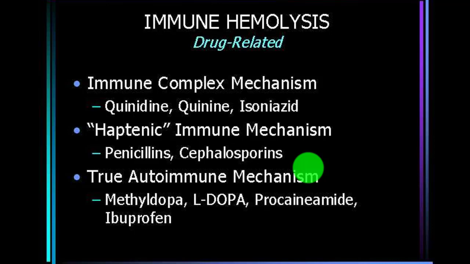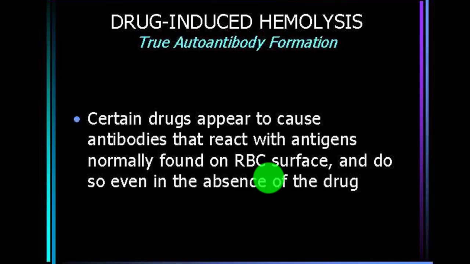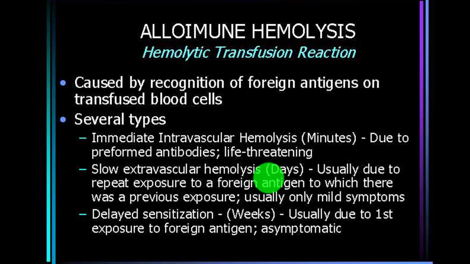Immune hemolysis, drug-related. Immune complex mechanisms: quinidine, quinine, isoniazid. Haptenic immune mechanism: penicillin, cephalosporin. True autoimmune mechanism: the red cell surface protein is altered, antibodies recognize the altered protein or the drug as foreign, and antibodies bind to the altered protein, initiating a process leading to hemolysis. Certain drugs appear to cause antibodies that react with antigen normally found on the RBC surface, even in the absence of the drug.